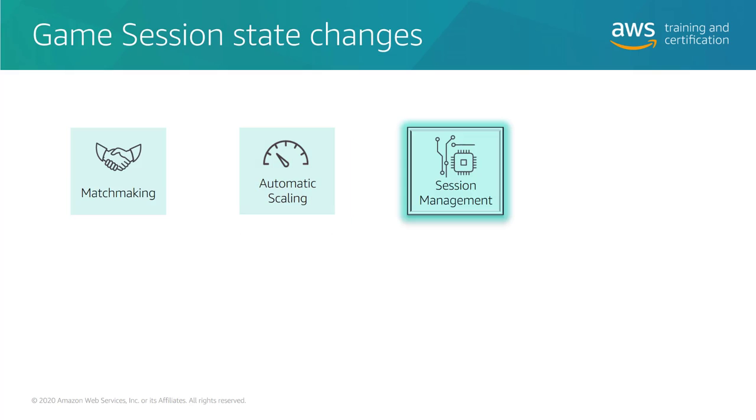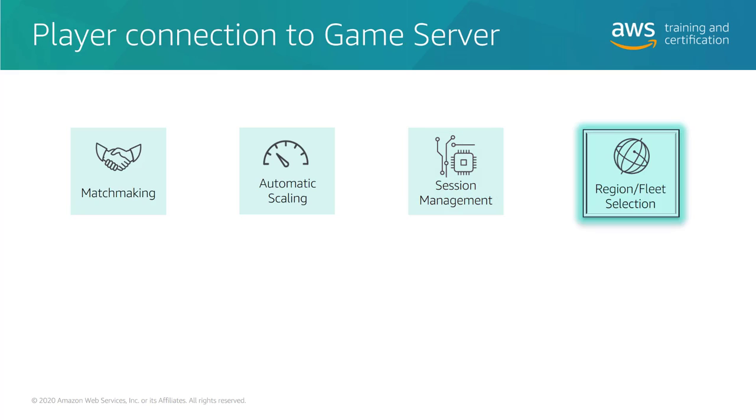How do you know when a game session is ready to receive players, and how do you respond to game session state changes, like whether the session is ending or a player has dropped out? Is session management part of your hosting solution or something you plan to code? When a player or a group of players requests a game, how do you select a region, fleet, and instance with an available game session?